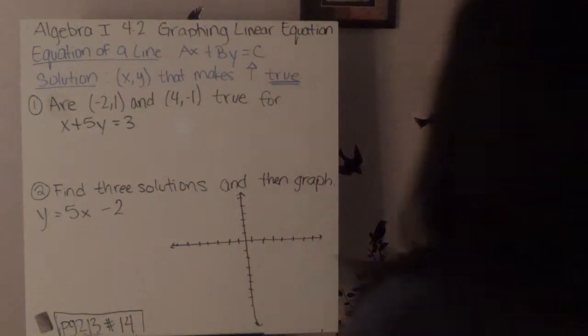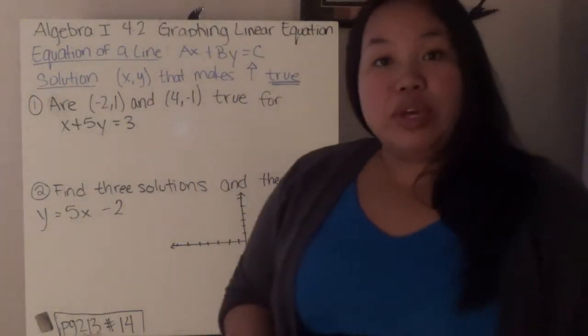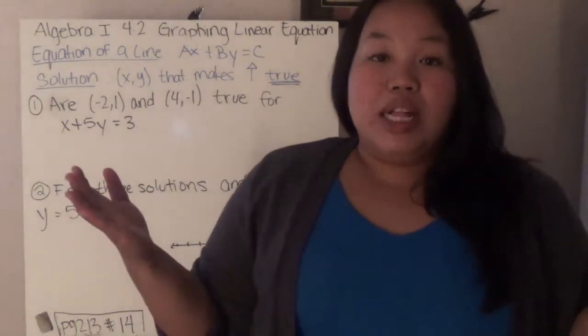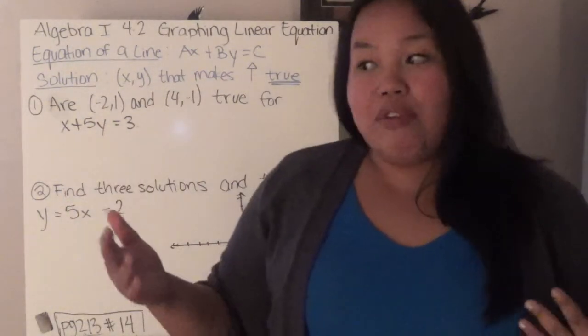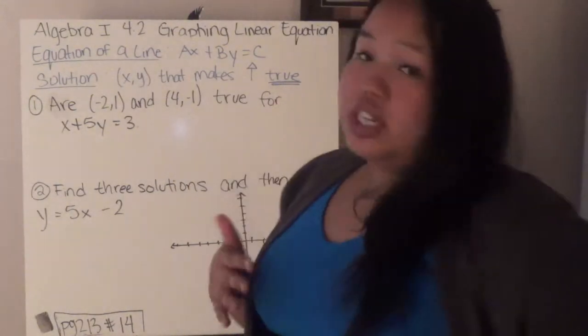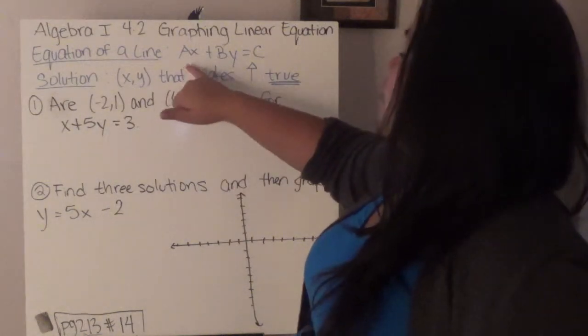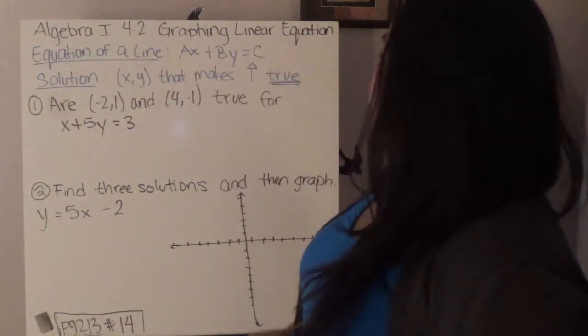Algebra 1, section 4.2, we're dealing with graphing linear equations. A linear equation is basically a graph of a line. So we're going to be graphing lines, starting out at the basics. The first thing is we have to understand the equation of a line. The equation of a line is ax plus by equals c.